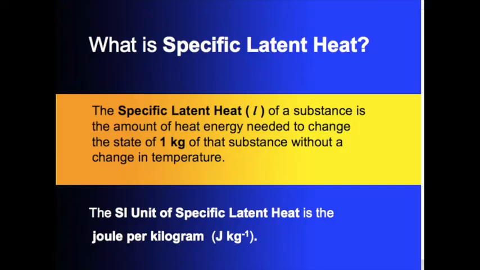So again, just like when we were dealing with heat capacity versus specific heat capacity, we want to use the specific latent heat for a material, which is the amount of heat energy needed to change the state of 1 kilo of that substance without causing a change in its temperature. So therefore, the unit for this is going to be joules per kilo, and it's going to only apply to that particular material.